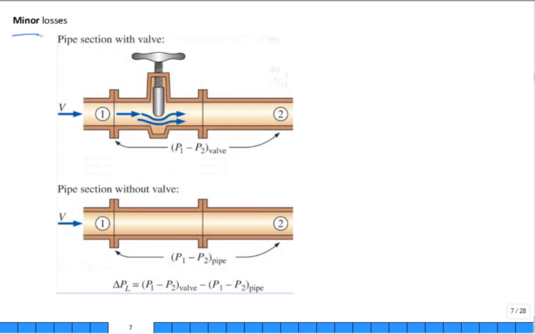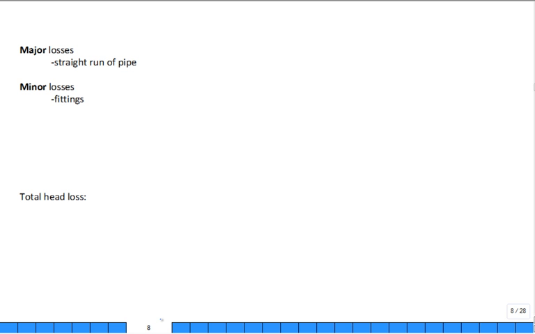So you have a valve here and you start to close it and you compare that to a straight run. And with the straight run, yeah, you're going to have some pressure drop just because of the length of the pipe where the fitting needs to fit in. Often that's negligible. And the pressure loss itself is due to the added resistance because of the valve being present. So major, straight runs, minors, due to fittings. And you have a total head loss.